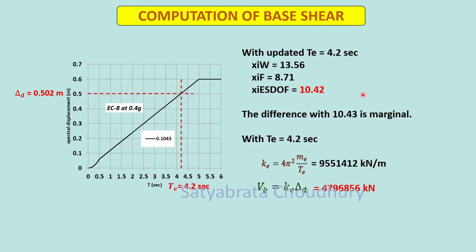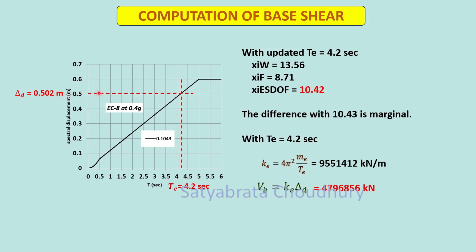Now you draw the displacement spectrum corresponding to EC8 soil type B and at seismicity level 0.4 G. How to plot this displacement spectrum we have discussed in the previous video. So this is the displacement spectrum at 10.43% damping. Our delta D is 0.502, which we have found earlier.